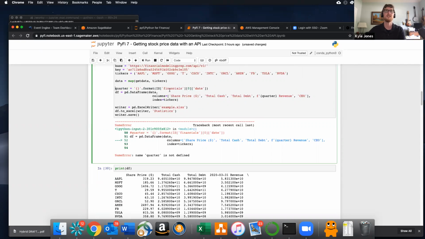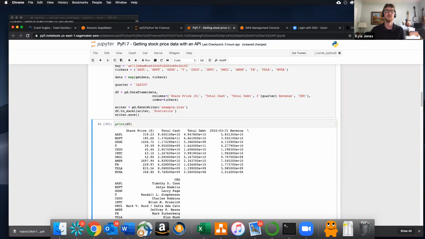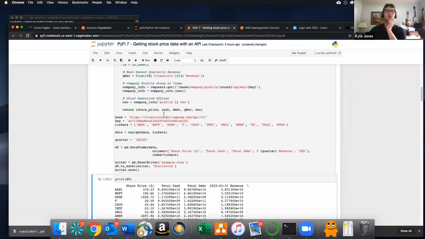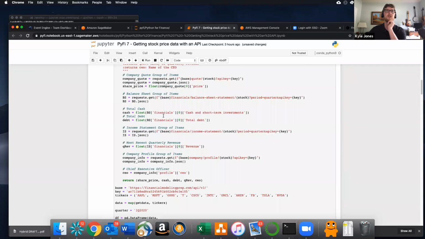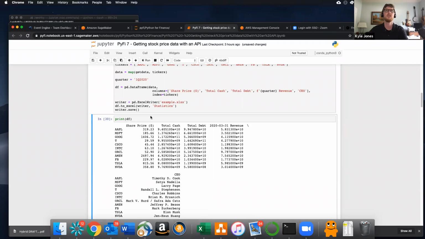Running into an issue because it doesn't even know what IS is. Change the name of this from quarter to 1Q 20. Okay, so it looks like it's working. It's good. So it did its job.